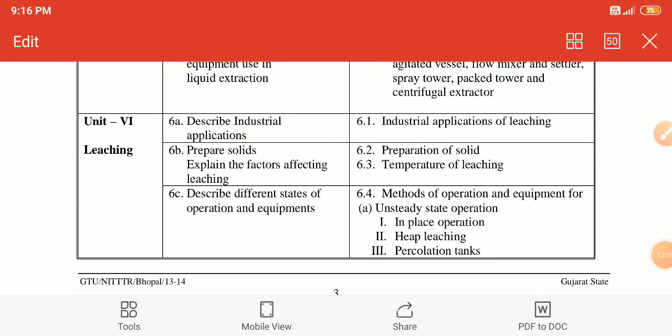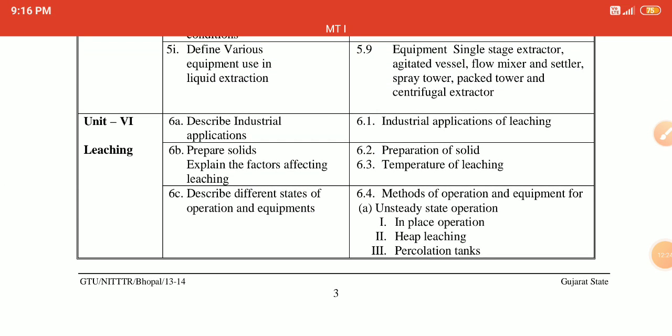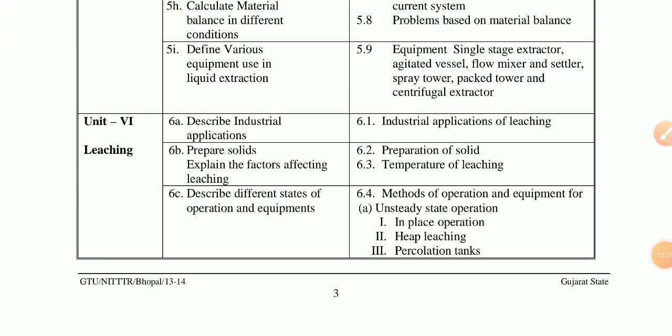6 is the leaching part. What is leaching, for a solid and liquid mixing, the part of the leaching. Industrial applications, some applications. Then factors affecting the leaching, simple preparation of solid, temperature of leaching. And describe the type of operations and equipment, the method of operation and equipment for unsteady state operation, in place operation, heap leaching and percolation tanks we will see in detail.